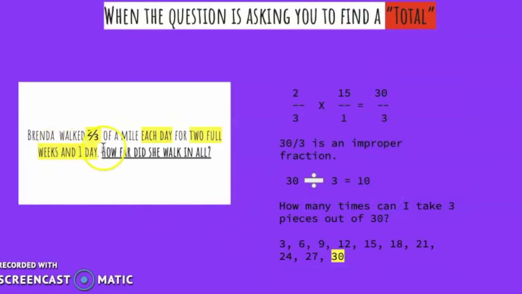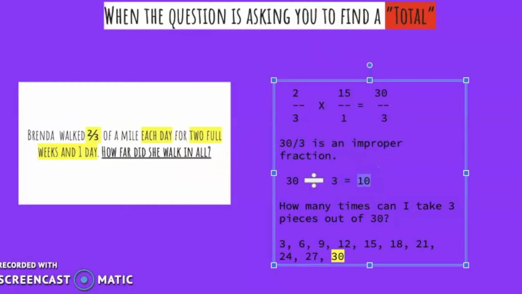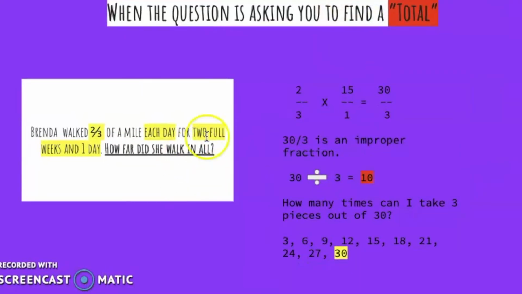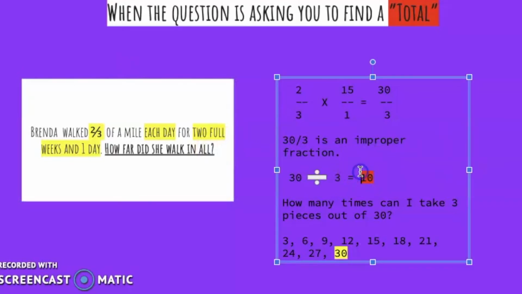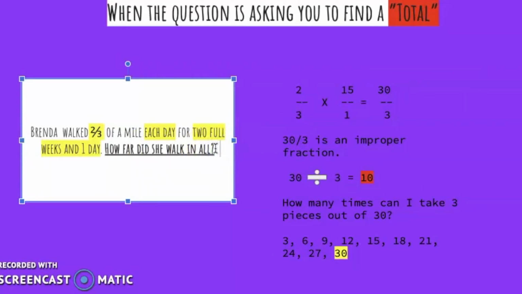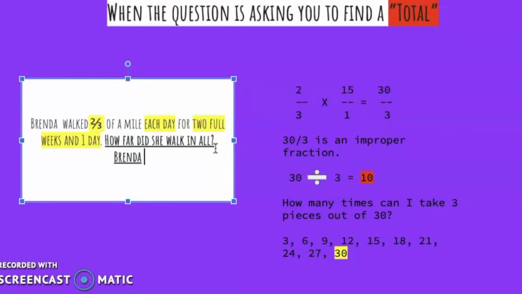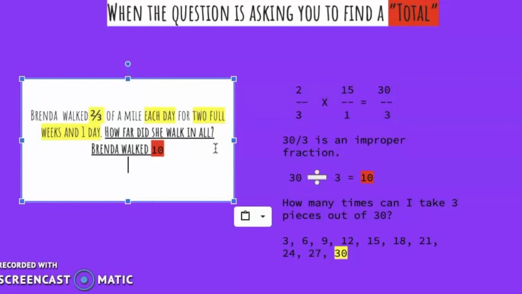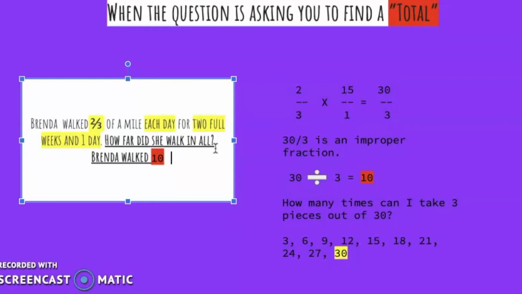So Brenda walked 2/3 of a mile each day for 2 full weeks and a day. How far did she walk in all? 10 days. So now I'm just going to go back here and I'm going to write: Brenda walked 10 miles. Now, guys, I'm going to go on to our next example.